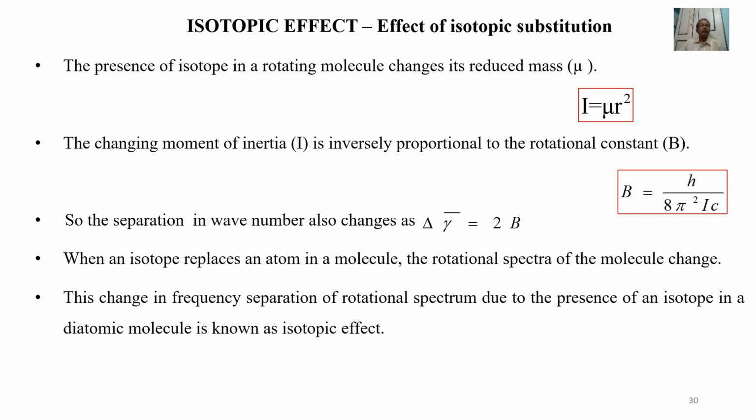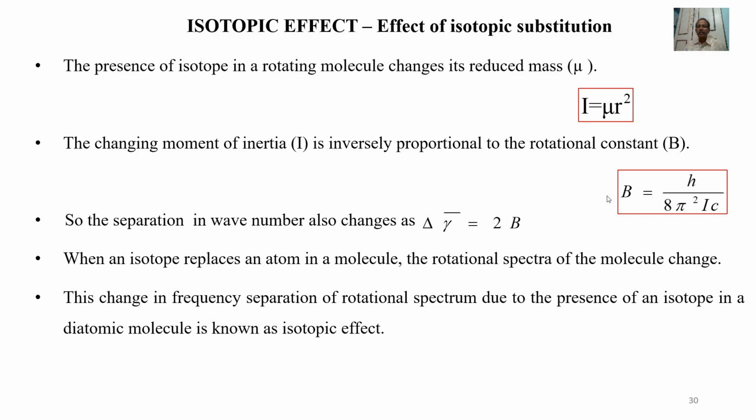The presence of an isotope in a rotating molecule changes its reduced mass. And of course, we know that I equals mu r squared, where mu stands for reduced mass. So since mass changes, the reduced mass also will change. The changing moment of inertia I is inversely proportional to the rotational constant. So as I changes, B also should change, and both are inversely proportional.